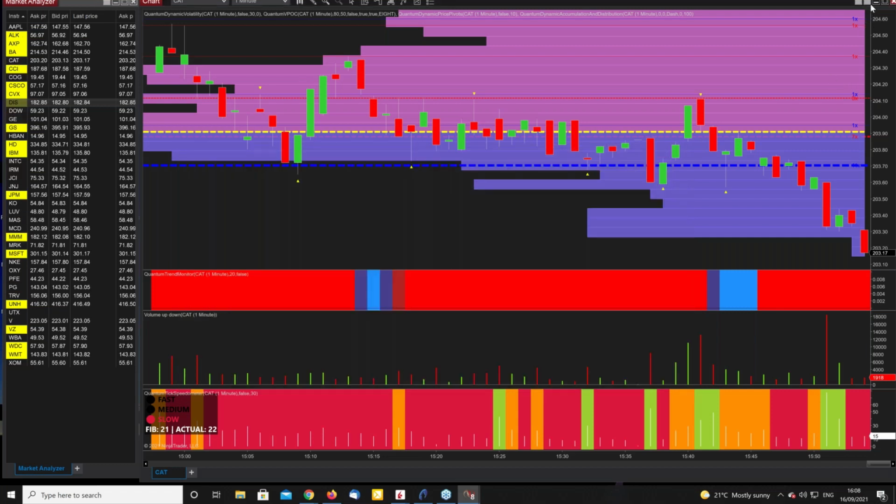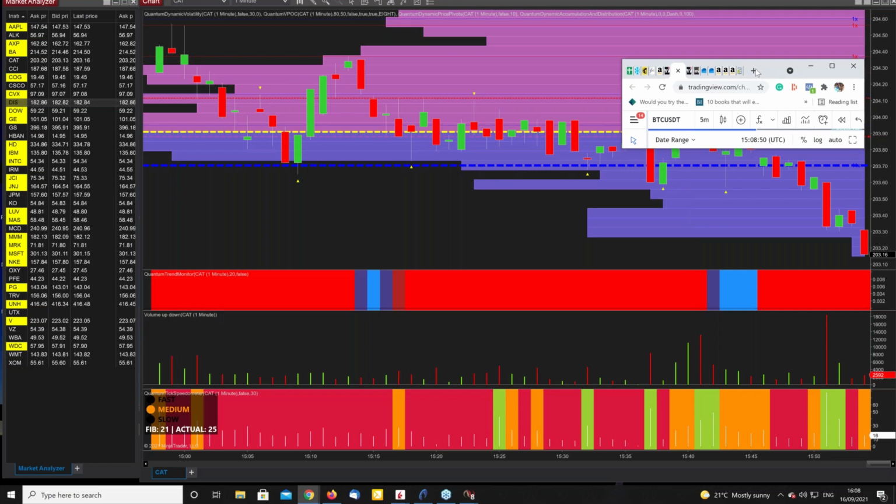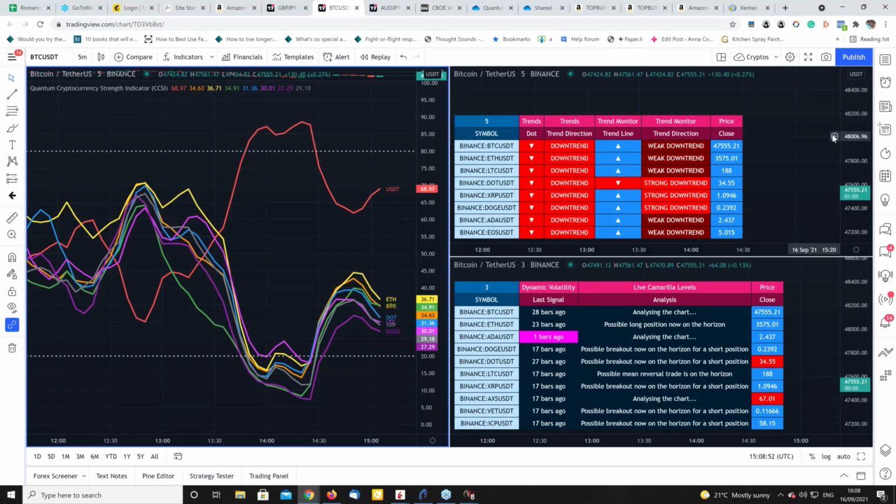Just let's drop that out. Let's just pull this over, just show you what's going on in terms of cryptos. This is the cryptocurrency. This is on 5 minutes. The nice thing with the cryptocurrencies is with this, the cryptocurrency strength indicator, all the cryptocurrencies will tend to move together. This is Tether. This is basically what they are based against. So the red line is Tether.